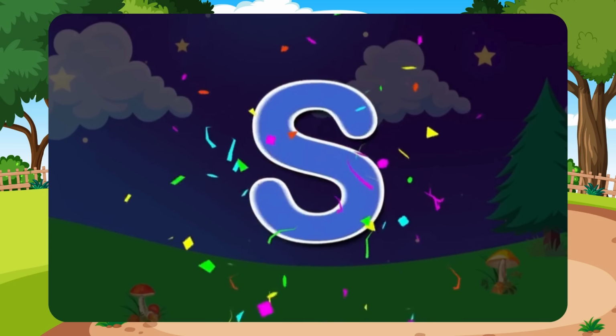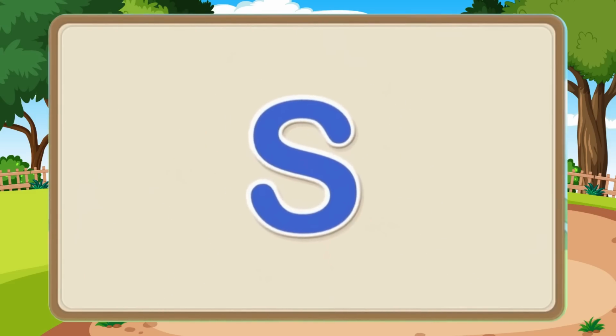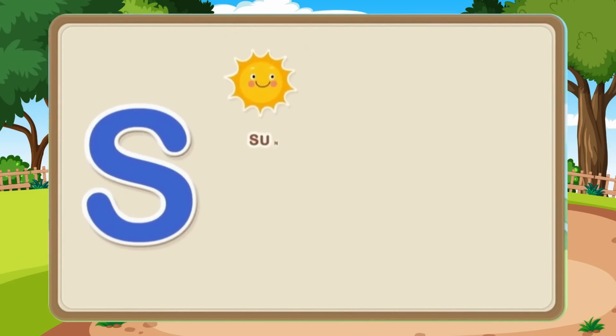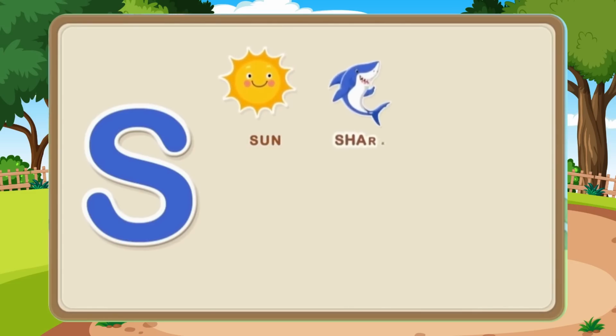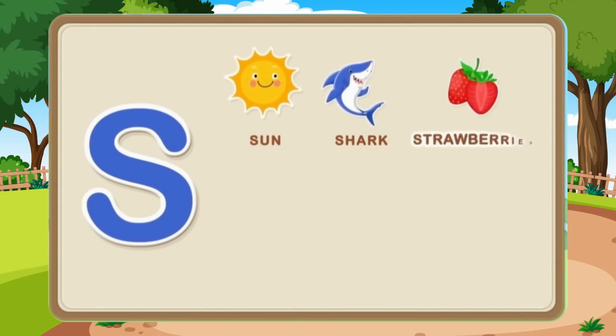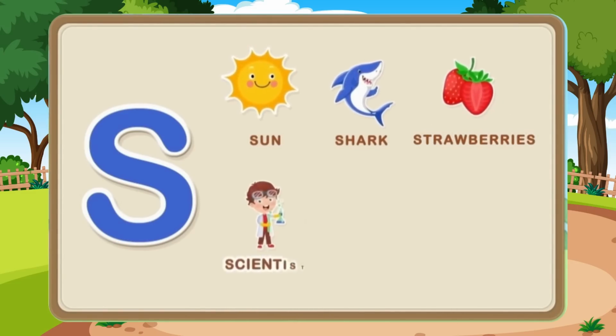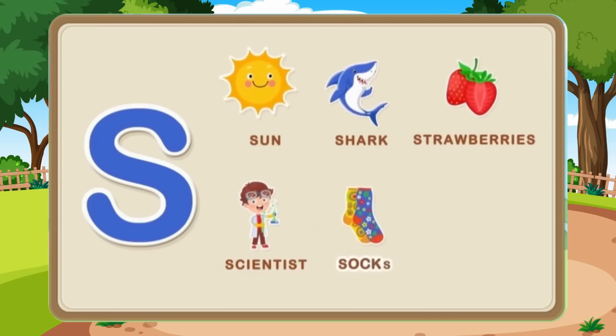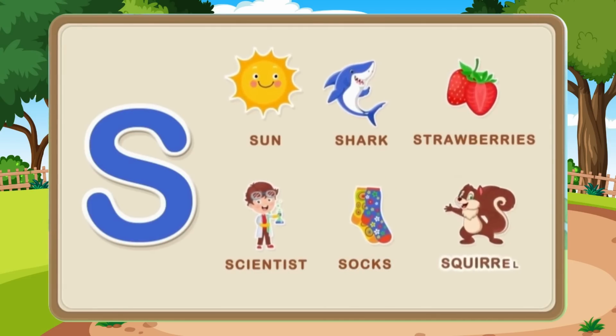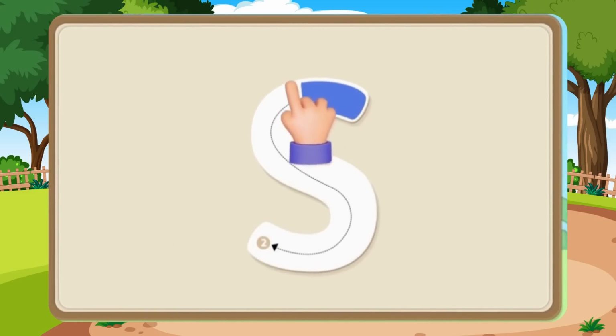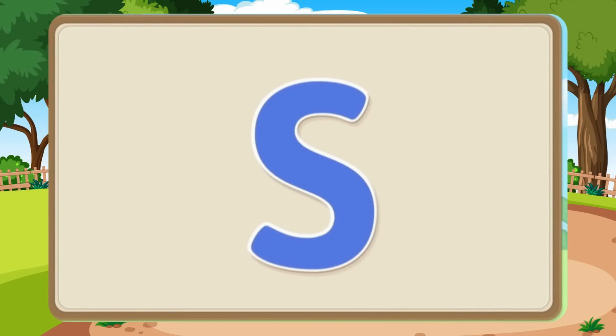S. S is for sun, shark, strawberries, scientist, socks, squirrel. Now, let's learn how to trace the letter. Perfect.